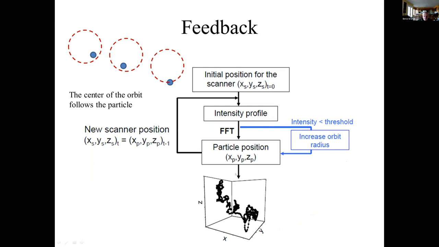And then you determine the position X, Y, and Z as a function of time, and then you calculate the intensity profile and the particle position. Once you have the particle position, you feed back the value and move the scanner and the Z positioner in such a way as to be exactly in the center of the particle. So this is the way it works.